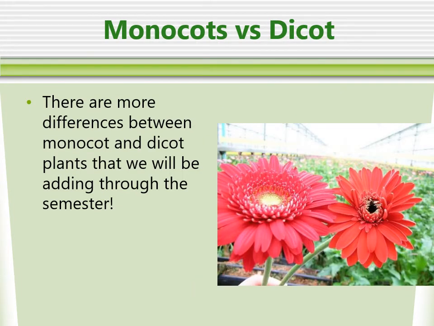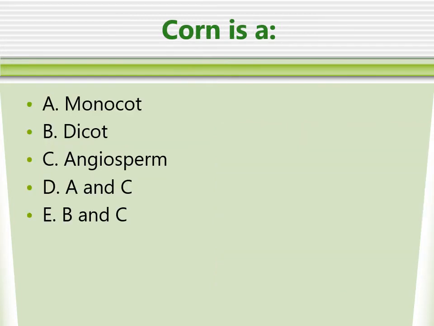Lots more differences, and as we go into the term, we're going to look under microscopes and see some of the other tissue differences, maybe even the structures. So some questions for you. Corn is a monocot, a dicot, an angiosperm, A and B, or A and C, or B and C.